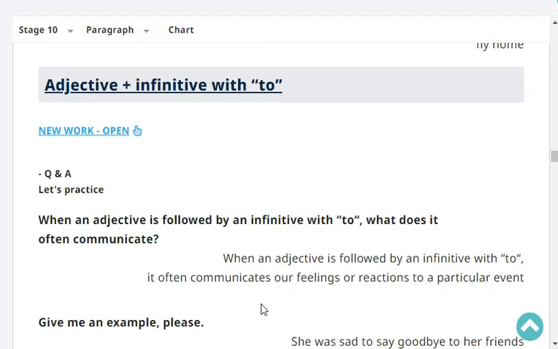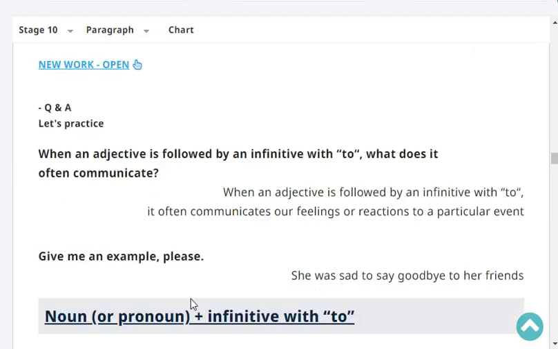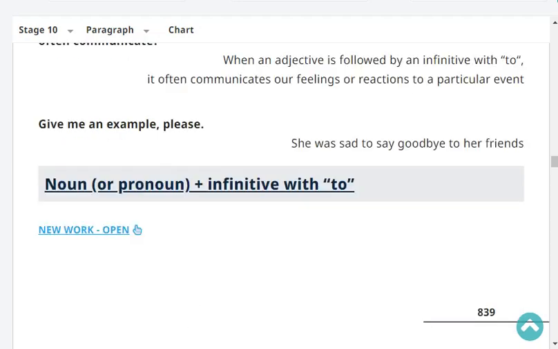When an adjective is followed by an infinitive with to, what does it often communicate? When an adjective is followed by an infinitive with to, it often communicates our feelings or reactions to a particular event. Give me an example, please. She was sad to say goodbye to her friends. Very good.